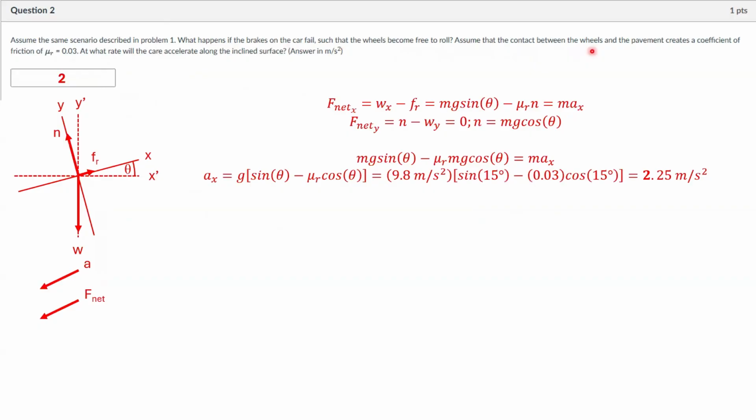Assume that contact between the wheels and the pavement creates a certain coefficient of rolling friction. At what rate will the car accelerate along the inclined surface? So now we're assuming the car is rolling down the hill and we want to know what its acceleration will be. So if we're looking for an acceleration, we're assuming F net is not zero, and we're assuming that F net will point down the hill. So F net x should point that way because acceleration should point that way.